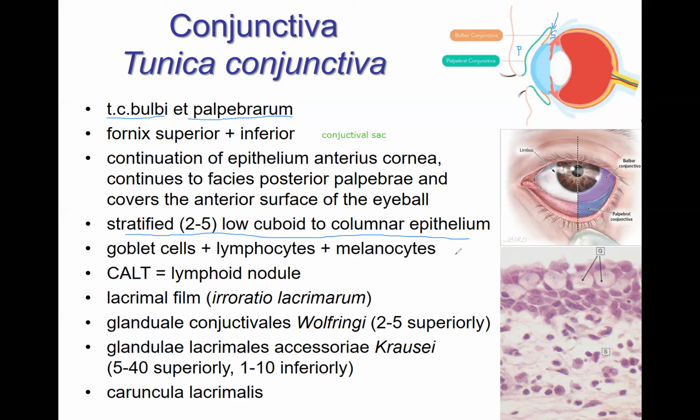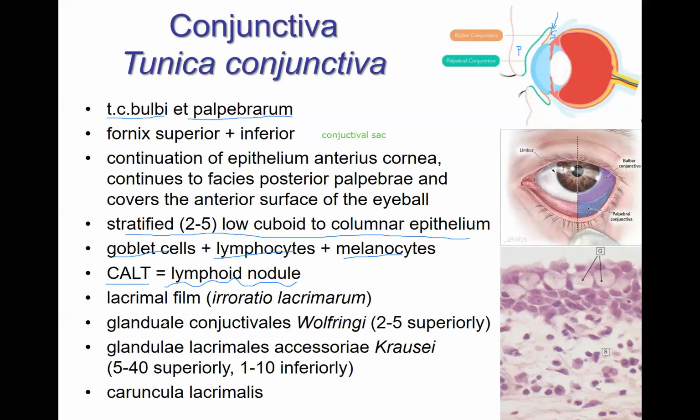It's similar to skin and cornea as it's between, so it's stratified epithelium, it's non-keratinizing epithelium, and the height of the cells, as you can see from the histological slide, is different from low cuboid to high columnar. It contains not only the keratinocytes, but also some goblet cells, lymphocytes, melanocytes, and below we can find the lymphoid nodules. So it's similar to the GIT when we have the gut-associated lymphoid tissue. Here we have the conjunctiva-associated lymphoid tissue.